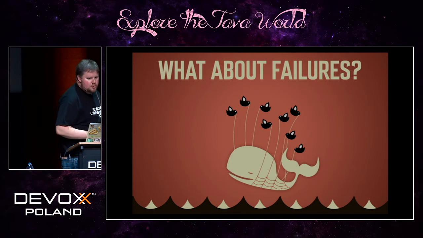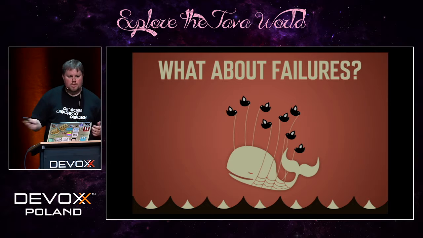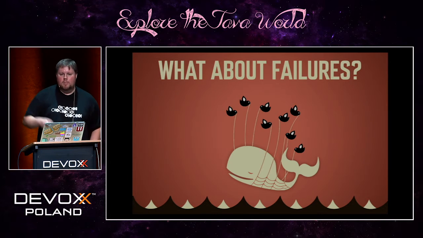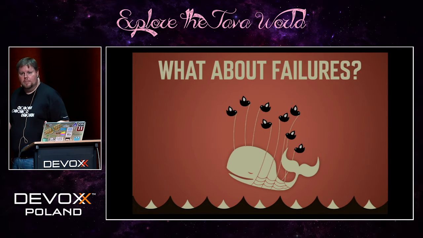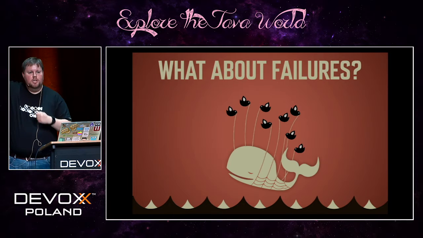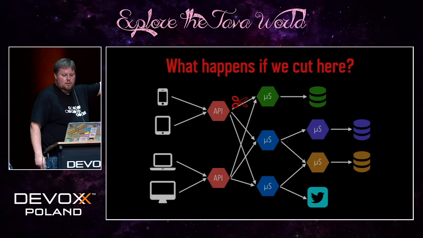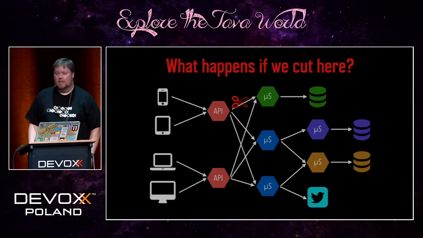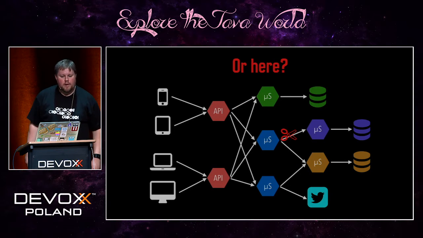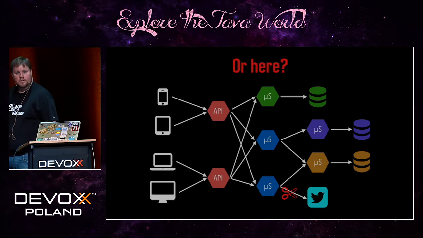Let's switch gears. We're a little more than halfway through. What about failures? We haven't talked about that yet at all. We can talk about how we reactively, concurrently get stuff. We can talk about how we control the rate at which they're produced. But what happens if I cut there, or there, or there?